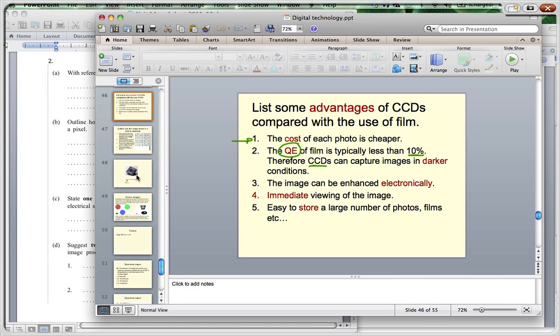Once it's digitally stored, you can enhance images electronically. You can do a Photoshop on them, and you can increase the light and so forth. You can immediately see the image, and it's easy to store large numbers of photos. So that's basically why the use of film has basically disappeared. We don't use film very much. We generally use CCDs to capture pictures.